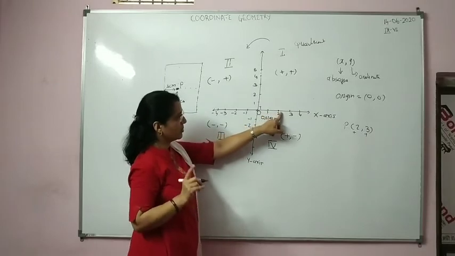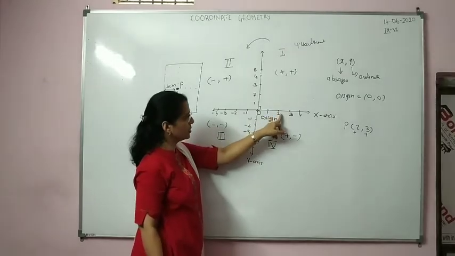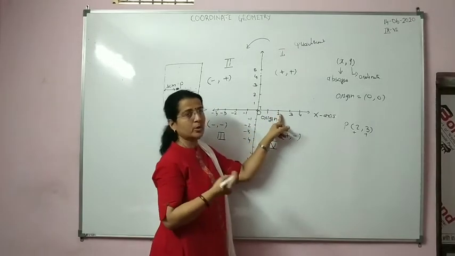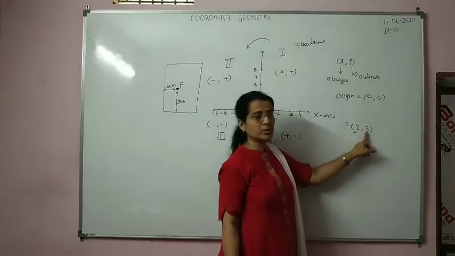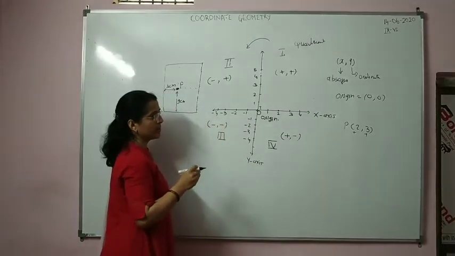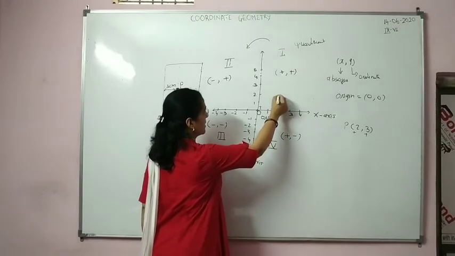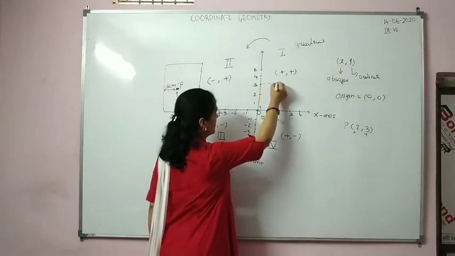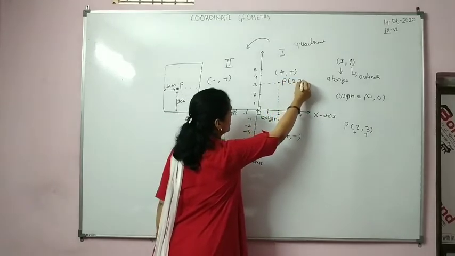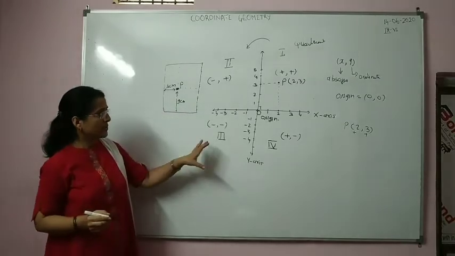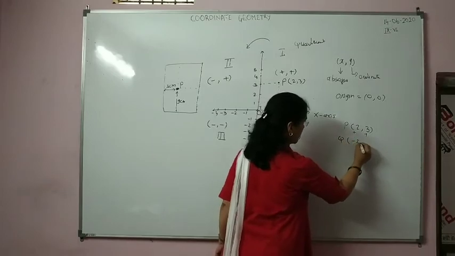After taking the position of x along the x-axis, either you can go up or you can go down from this point 2. To decide whether to go up or down, we see the next coordinate. Here the next coordinate is 3, which is positive. So to obtain the positive number, we have to go up. From this point 2, we will go 3 steps above. So this point P is nothing but the point whose coordinate is (2, 3).